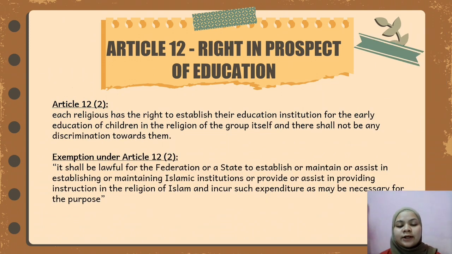Next, I will explain about Article 12, Clause 2, whereby each religion has the right to establish their own education institution, especially for early education. Therefore, in Malaysia, we can see various types of preschool, such as for Islamic, we have Little Khalifs, for Christian, we have Tadika St. Mary. However, there is an exemption whereby it shall be lawful for the Federation or state to give extra funds to Islamic educational institutions compared to other religious education institutions.